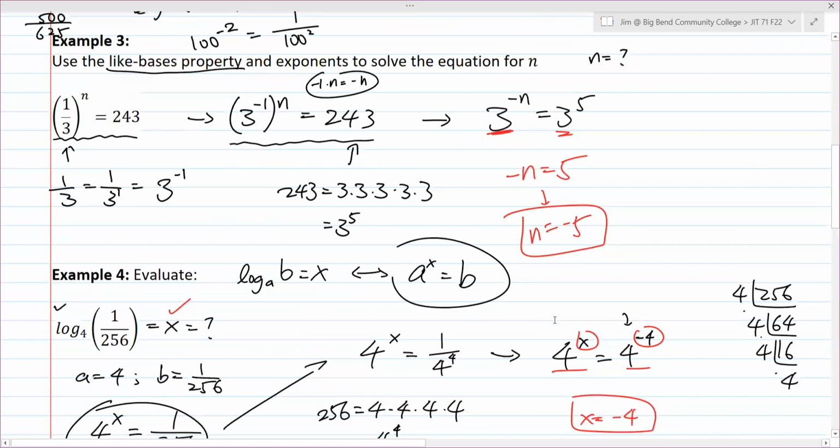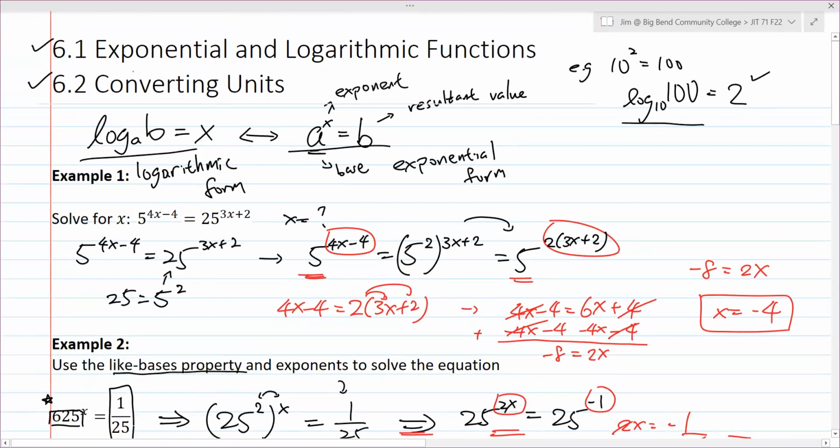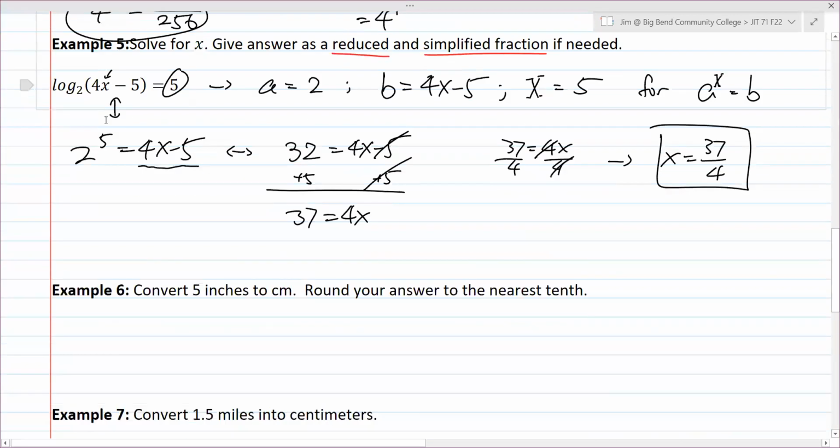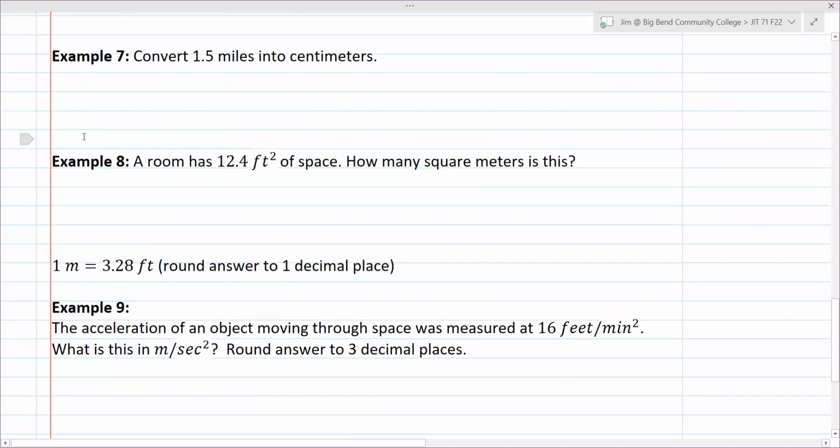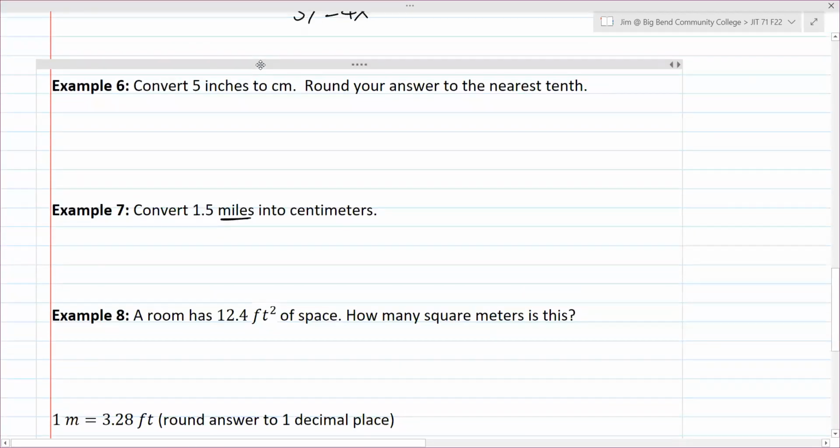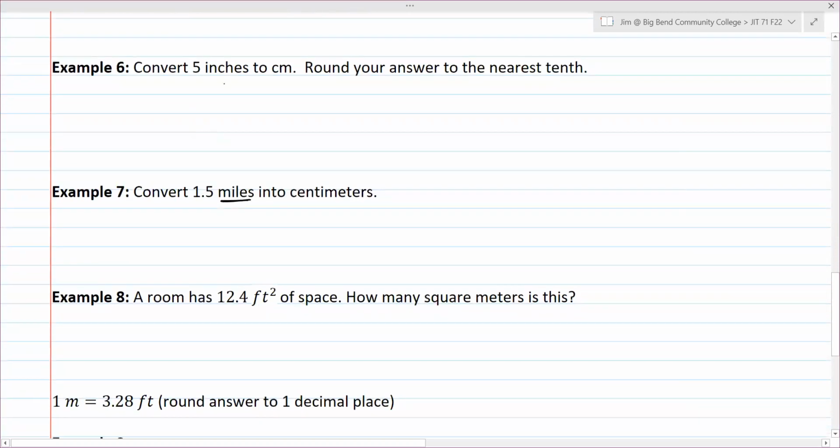All right, so these are the examples from 6.1. And then for section 6.2, we are converting units. Why are we converting units? Because we want to turn the unit of a dimension into something we are more familiar with. So for example, convert 1.5. Oh no, do I skip one? All right. Yes, convert 5 inches to centimeters. Round your answer to the nearest tenth.